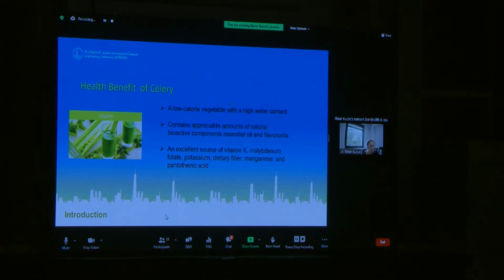So celery has a high water volume. We need some preservation. Drying is one of the alternative preservation methods. Dried products are gaining popularity. They offer a longer shelf life, stability, and convenience during transport, and can be used whole in our meals and so on.